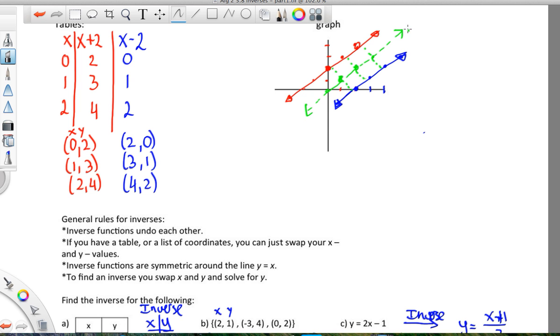And that is true for every inverse. So if you mirror the original, which is the red one, in y equals x, you will get the inverse. And that has to do with the swapping of the x's and the y's.